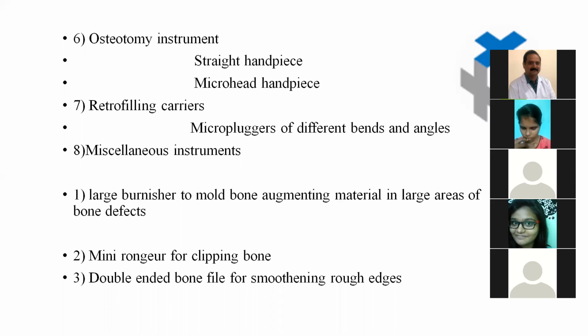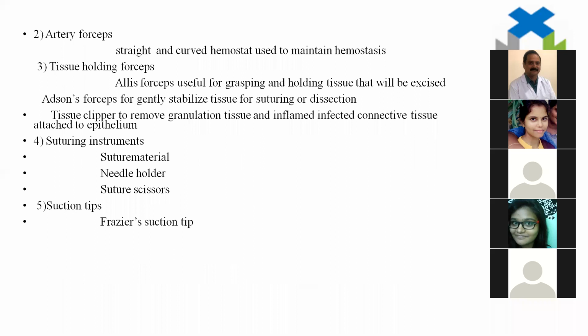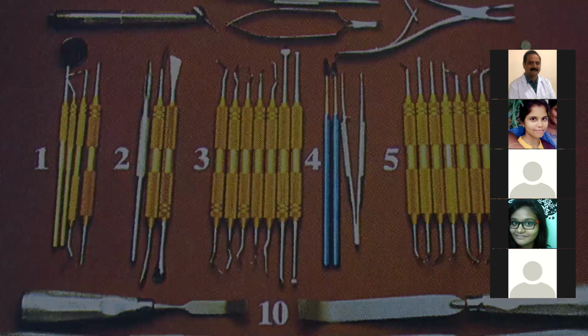So the osteotomy instrument is a micro head handpiece where the angulation is slightly 45 degrees. So it will facilitate the cutting of the tooth, because the area of the root is very small. Okay. So artery forceps, all these things we have, you can use. So this is the armamentarium we are going to use.